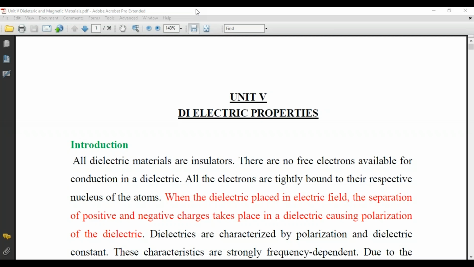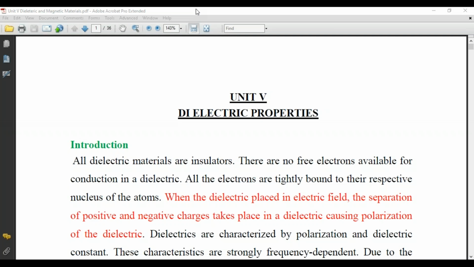Next we come to non-polar dielectrics. In the case of non-polar dielectrics, the center of positive charge coincides with the center of negative charge. That's why there is no dipole moment in these materials. That's why it is called a symmetrical shape. See this diagram. This is the positive charge coincided with the negative charge, so the dipole moment is zero. There is no separation between them because the field is zero.